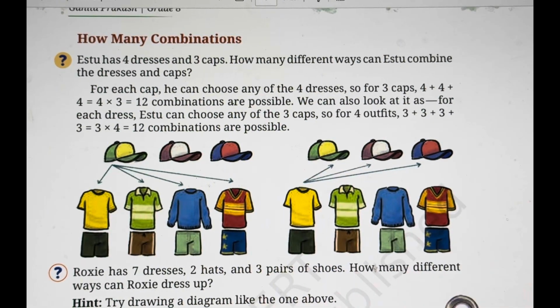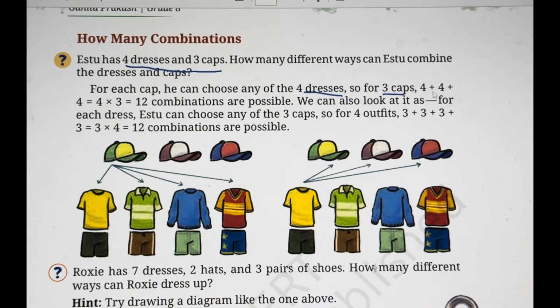So Istu has 4 dresses and 3 caps. You can see here 4 dresses and 3 caps. How many different ways can these two combine the dresses and the caps? So for each cap, like in the first diagram, for one cap, there are 4 options: 1, 2, 3, 4. Similarly, for the second cap, again the 4 options. For the third cap, again the 4 options. So for each cap, he can choose the 4 dresses.